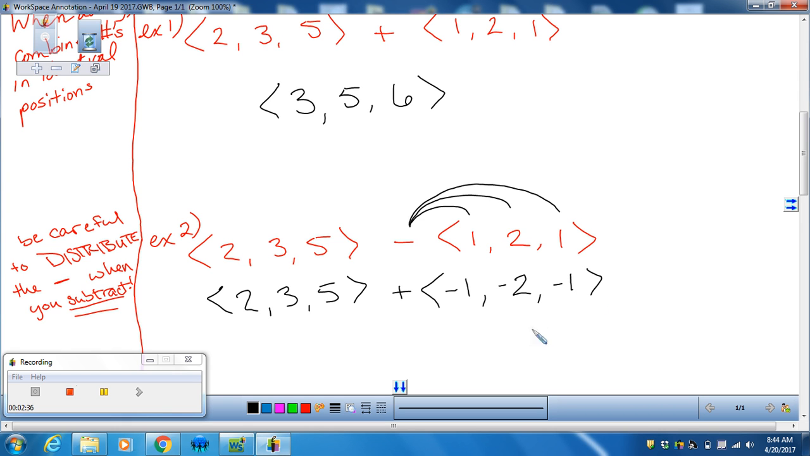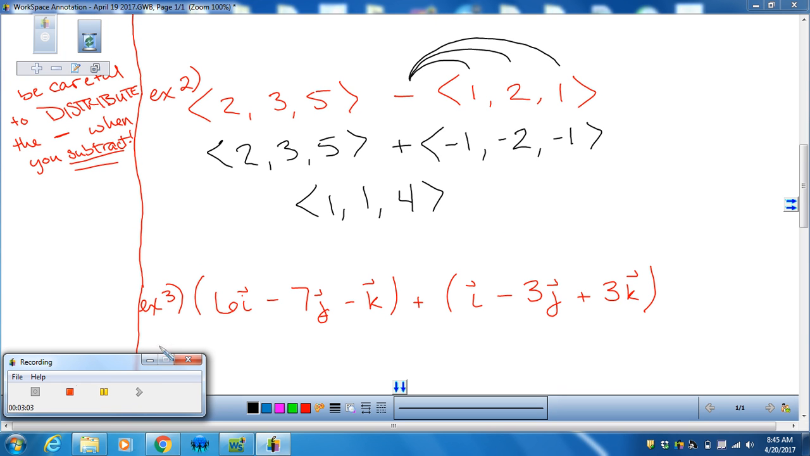And now we just add these numbers together, combining the numbers in the identical positions. So 2 plus -1 is going to give us 1, 3 plus -2, also 1, and 5 plus -1 is going to give us 4. So subtracting those two vectors gives us <1, 1, 4>.